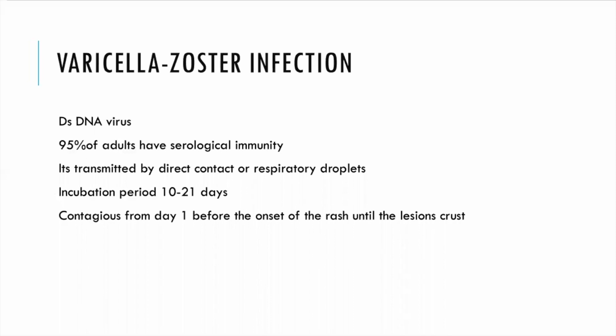Varicella is a double-stranded DNA virus. 95% of adults have serological immunity. When you were a child, you were probably exposed to chicken pox. 95% of the population are immune. It's transmitted by direct contact or respiratory droplets.